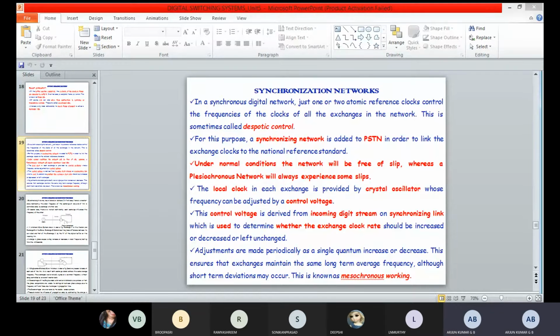Coming to the synchronizing network: synchronizing is a digital network. Just one or two atomic reference clocks control the frequency of the clock of all exchanges in the network. This is called despotic control. Synchronizing links may be unilateral or bilateral.